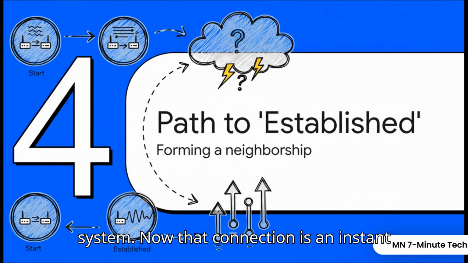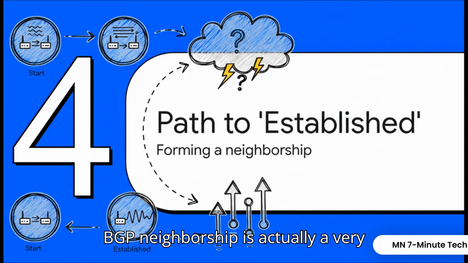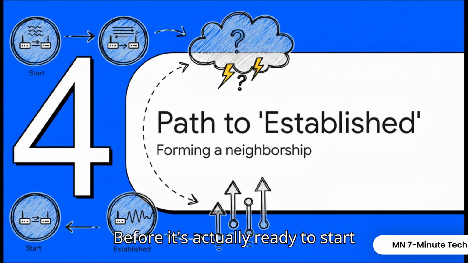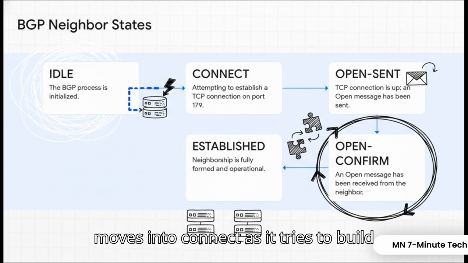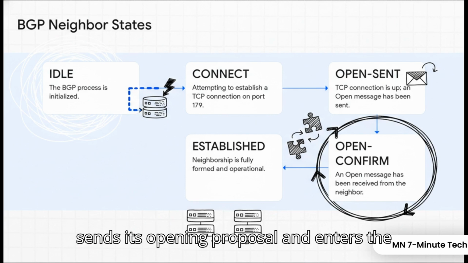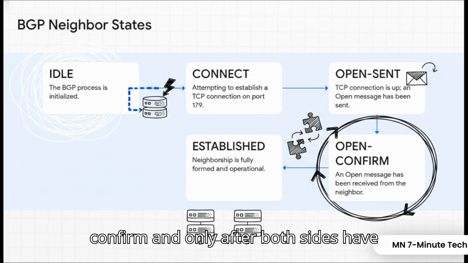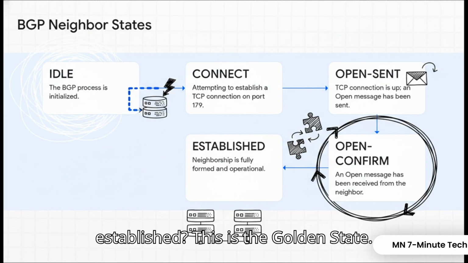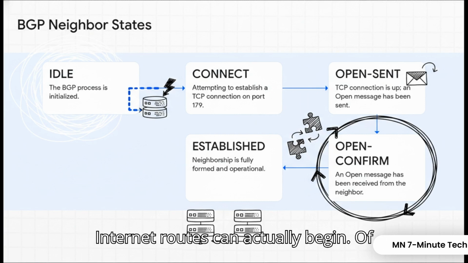Now, that connection isn't instant. You can't just flip a switch. Forming a BGP neighborship is actually a very formal, multi-stage process. A router has to move through several distinct states before it's actually ready to start sharing routes with its neighbor. It all begins in the idle state. From there, it moves into connect as it tries to build that basic TCP link. Once that's up, it sends its opening proposal and enters the open sent state. When it gets a reply from its neighbor, it moves to open confirm. And only after both sides have checked each other's proposals and agree on the terms is the connection finally established. This is the golden state. This is when the real work of exchanging internet routes can actually begin.